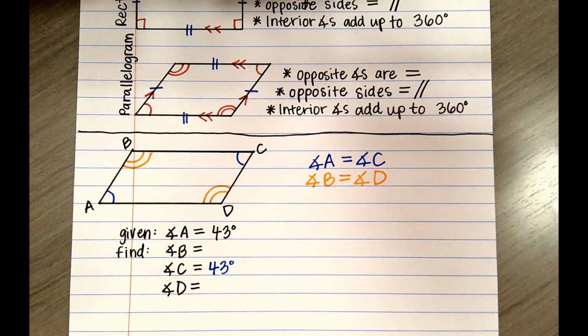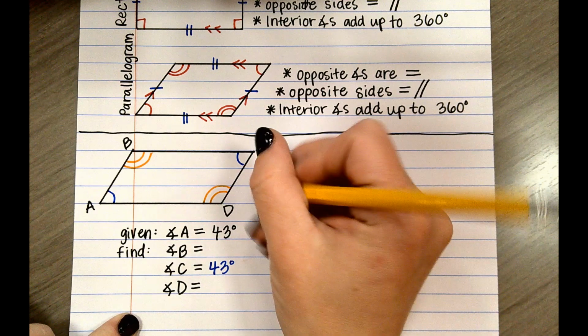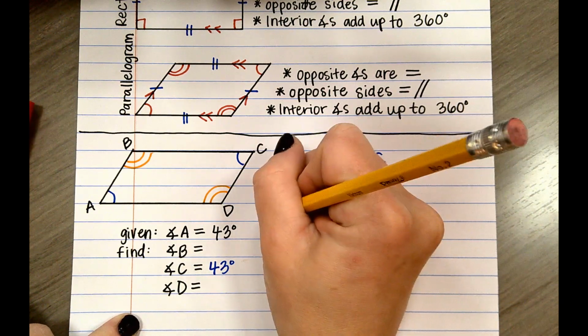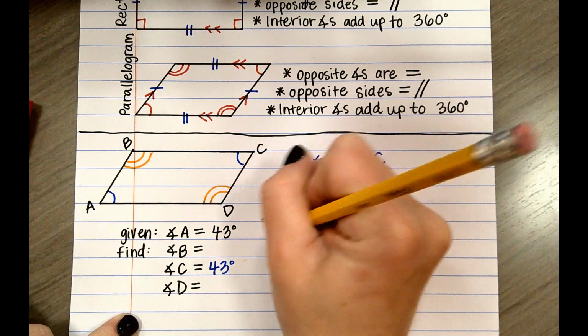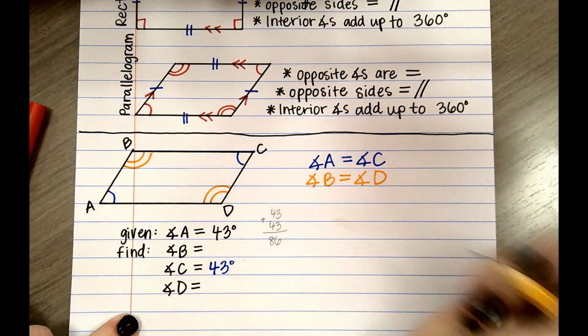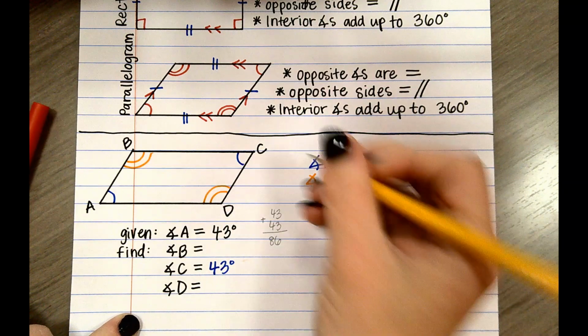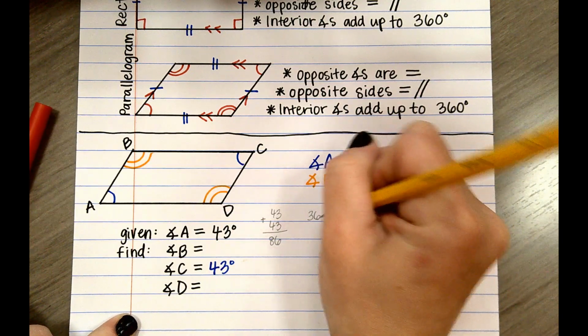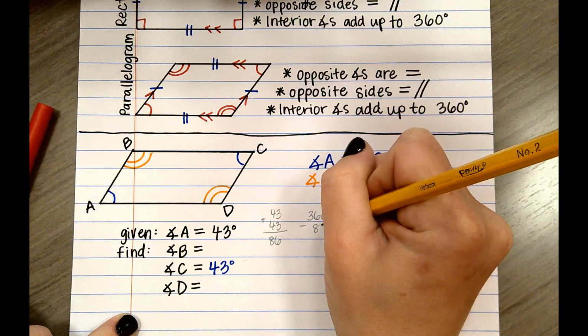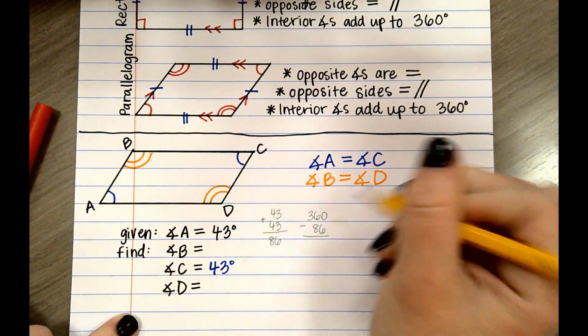Are we talking like the simple way, or do you want an equation? However you would do it. It could be simple. It doesn't have to be hard. Add up 43 and 43. Okay, let's do that. That gives me 86. And then subtract 86 from 360. So I'll take 360 minus 86, which is going to give you 274.